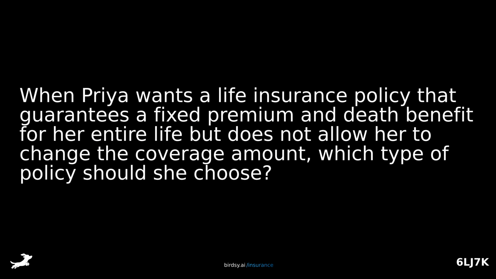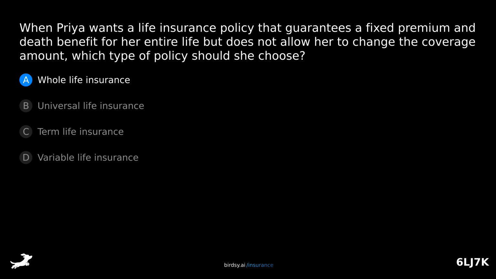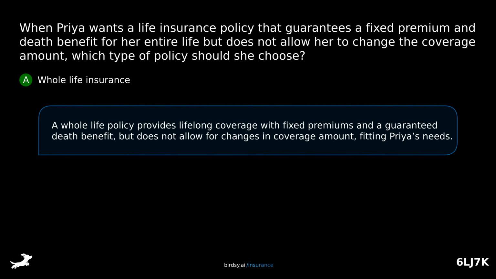When Priya wants a life insurance policy that guarantees a fixed premium and death benefit for her entire life, but does not allow her to change the coverage amount, which type of policy should she choose? Is it A, whole life insurance, B, universal life insurance, C, term life insurance, or D, variable life insurance? The correct answer is A. A whole life policy provides lifelong coverage with fixed premiums and a guaranteed death benefit, but does not allow for changes in coverage amount, fitting Priya's needs.